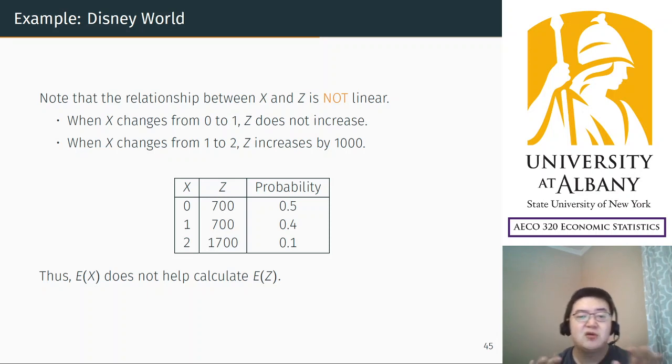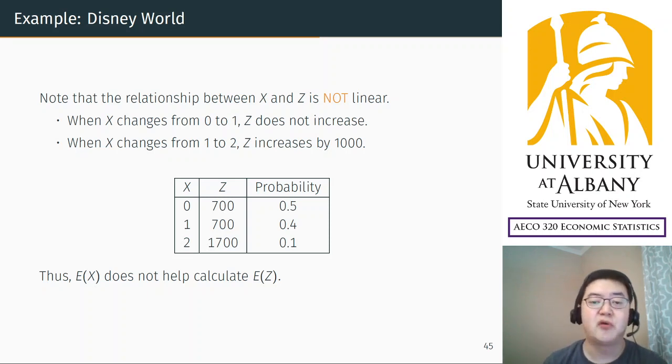When it is linear, I can show you the linear function. When I write down a linear function, that shows it's linear. But when it is not linear, there is no linear relationship, so I cannot write down the functional form. So this is one possible way to tell the nonlinearity.